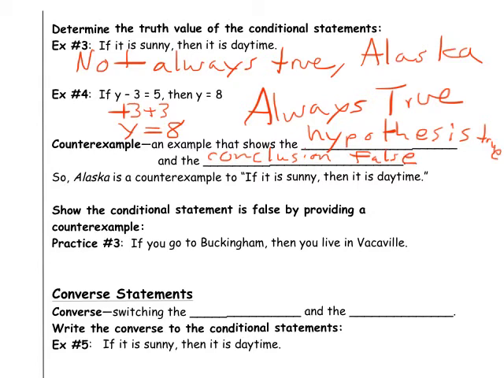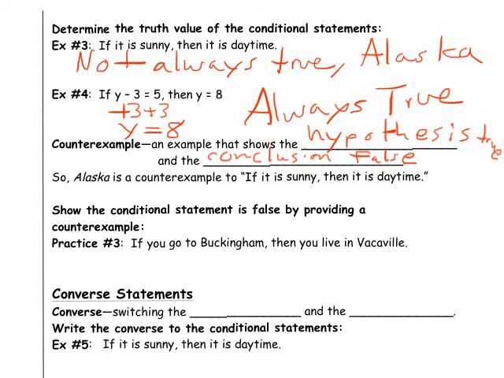So Alaska here, Alaska is a counterexample to "if it is sunny then it's daytime," right? Because we have Alaska, that's a time when the hypothesis was true and the conclusion was false, so that's why it's a good counterexample. Next thing we're going to do is show the conditional statement is false by providing a counterexample. So I want you guys to try and do this on your own.